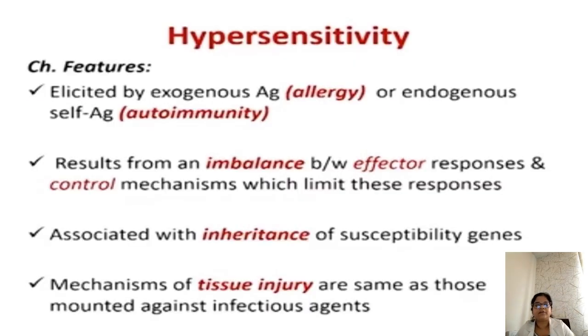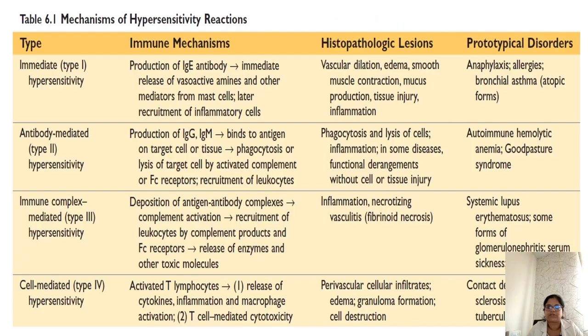Before entering into these hypersensitivity reactions, what characteristic features should a hypersensitivity disease have? It is elicited by an exogenous antigen or an endogenous self-antigen. If it is an exogenous antigen, the etiology would be an allergic factor. Whereas if it is of endogenous origin, I would call it a self-antigen, which creates an autoimmune process and results from an imbalance between effector responses and the control mechanisms which limit these responses. It is associated with inheritance of susceptibility genes, and the mechanisms of tissue injury are the same as those mounted against infectious agents.